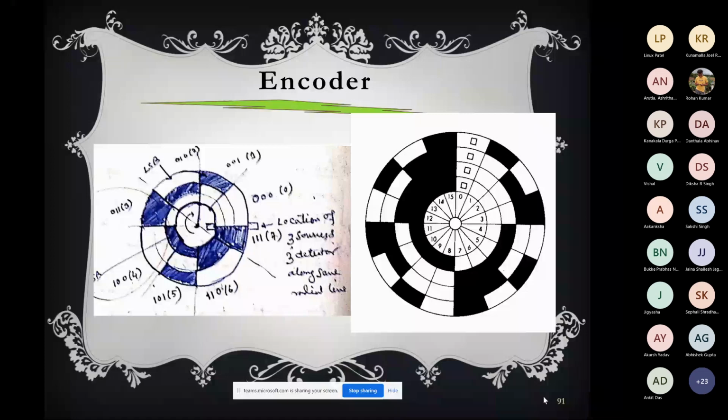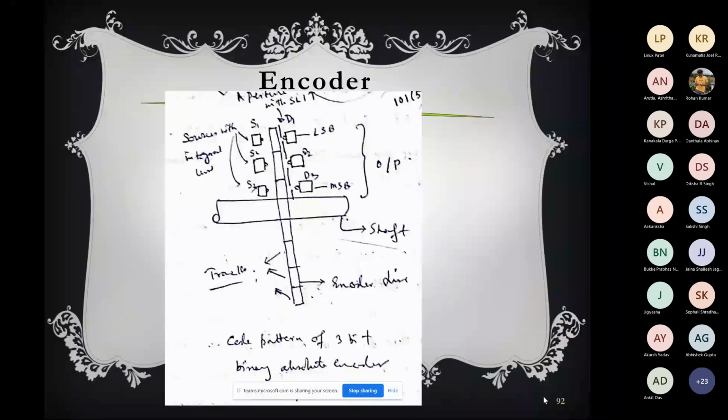So for each track, there will be a light source and there will be a detector. Again, I'm coming to that light source and detector. In this figure you can see a shaft, and now I am seeing the circular glass not from the side view, so you see only a ring kind of thing, or a straight line kind of thing. You have three tracks, 1, 2, 3. You have three sources of light and three detectors, and the output is coming out from the detector.